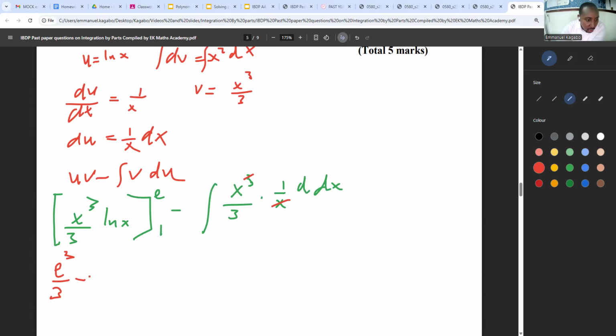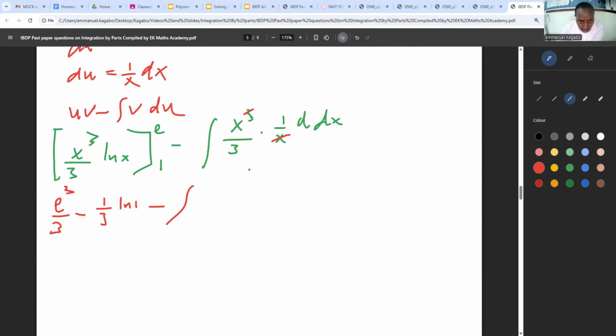By the way, let me write it. There's no problem about that. So it's going to be 1 over 3 times ln 1. But ln 1 is 0. Okay, very good. Let me continue here. Minus integration of, can I take 1 over 3 outside? Okay, what do I remain with here? I'm going to remain with the x squared dx, right?